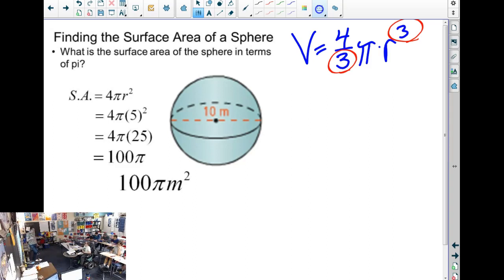So, guys, this seems too easy, but that's it. It's 4 pi radius squared. So if you make the circle in the middle, that has an area of 25 pi, right? And how much would we need to cover the whole sphere? 4 of that. Done.